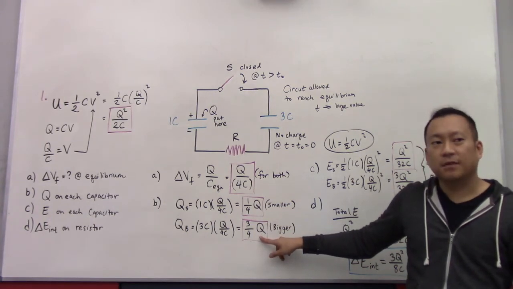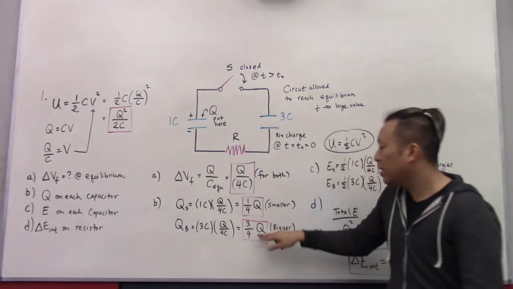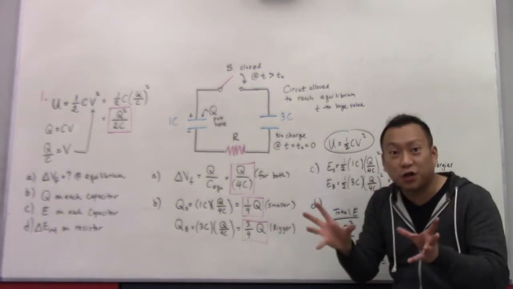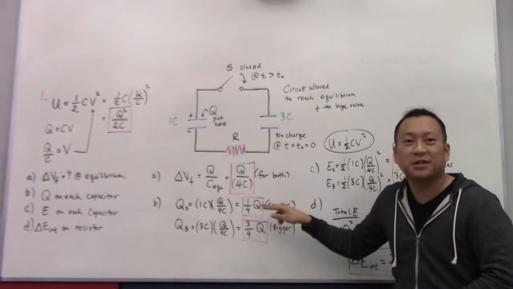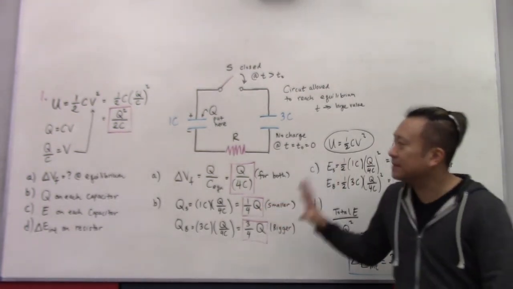That makes sense. Right? Because look, it was 3 times as much capacitance as that one, so it holds 3/4 of the total charge, and this holds 1/4 of the total charge. Makes sense, 3-to-1 ratio. Cool, right? So that all makes sense.